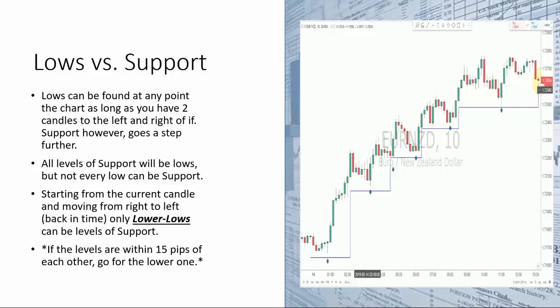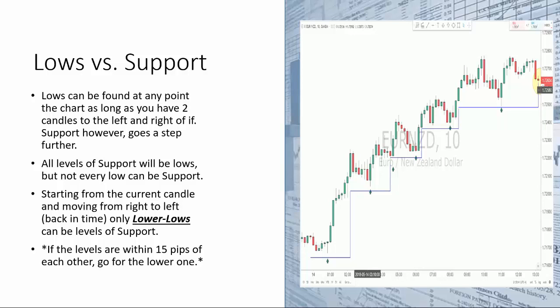All right? Every single level of support has to be a low. That means that it has to have two to the left and two to the right. But not every low can be a level of support. The reason for that is because every single level of support must be a lower low. Right? The simplest way to explain this to you, when you think about support, think lower low. Support, lower low. Now, lower low from where?